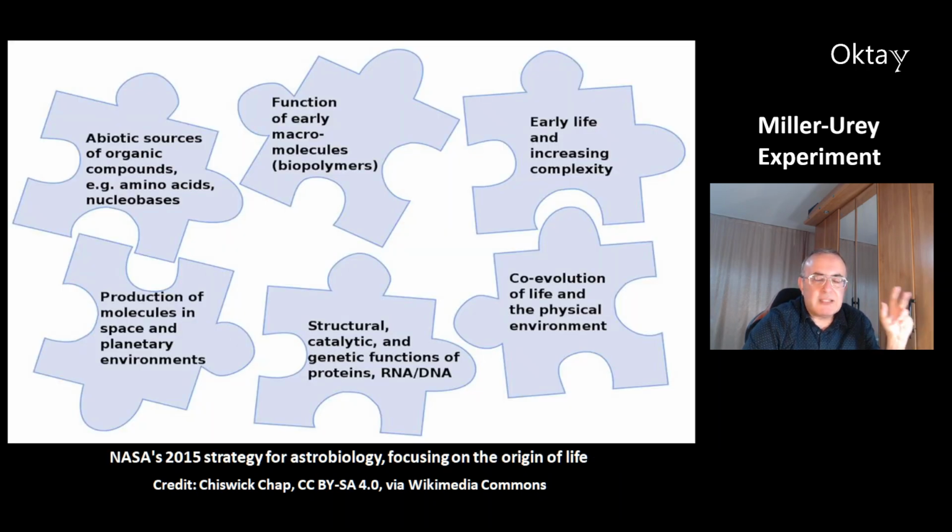This is a NASA strategy of 2015 for astrobiology, with focus on the origin of life. With other components: abiotic sources of organic compounds like amino acids and nucleobases, function of early macromolecules, biopolymers, start of life and increasing complexity, co-evolution of life together with the physical environment, structural, catalytic and genetic functions of proteins, RNA, DNA. Catalysts are very important for processes of life, and the production of molecules in space and planetary environments. What contribution of life came from space?